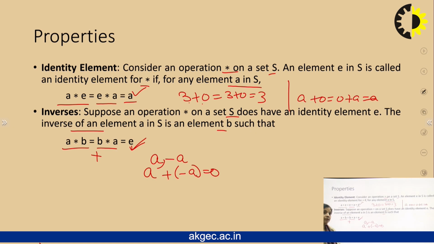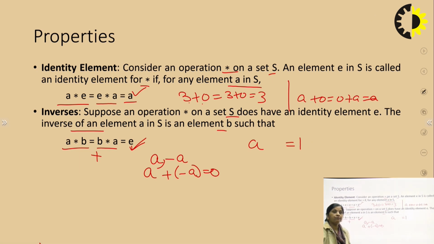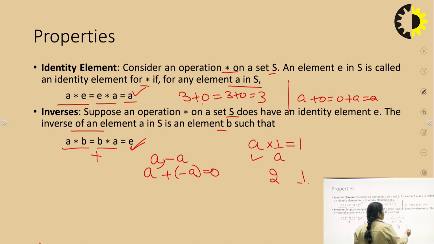Okay, if we talk about the multiplicative inverse in integers, the multiplicative identity is 1. So for A, the multiplicative inverse should be 1 by A, because A into 1 by A gives me 1. But when I have some integer, let me say 2, then 1 by 2, that is the multiplicative inverse of this, is not an integer.